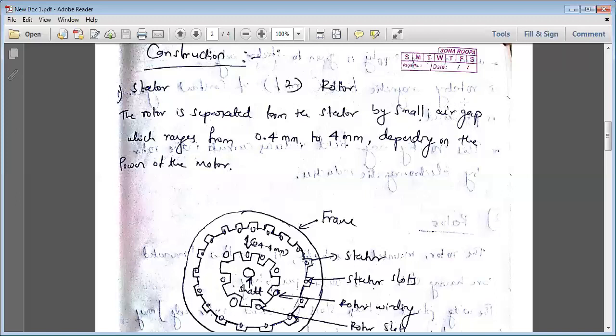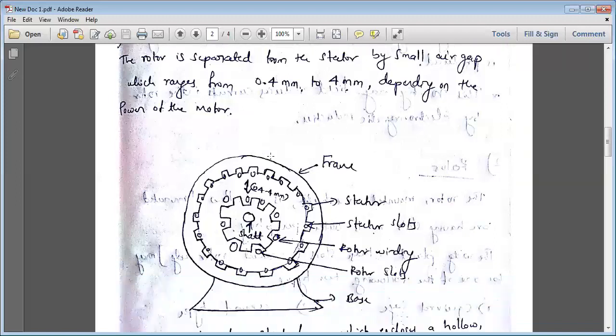How much air gap there is depends on the power of the motor, the capacity of the motor. Usually it ranges from 0.4 mm to 4 mm. So minimum 0.4 mm and maximum 4 mm, based on the capacity of the machine.